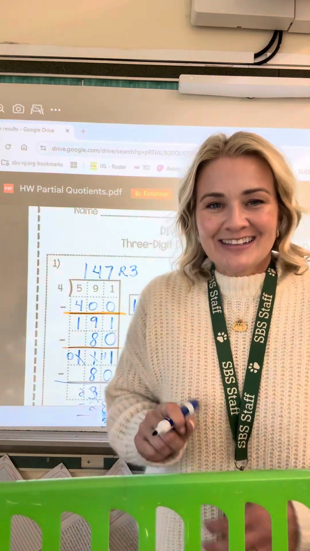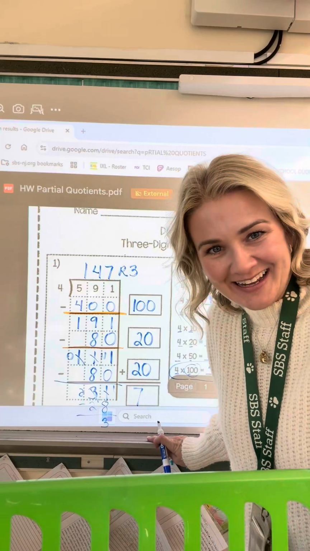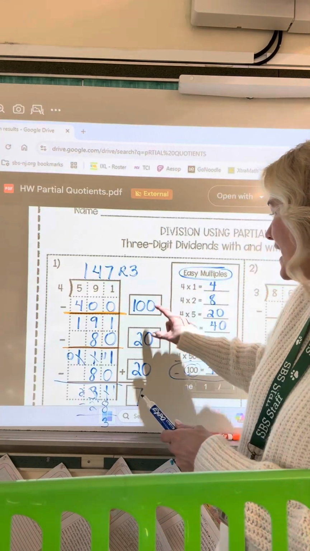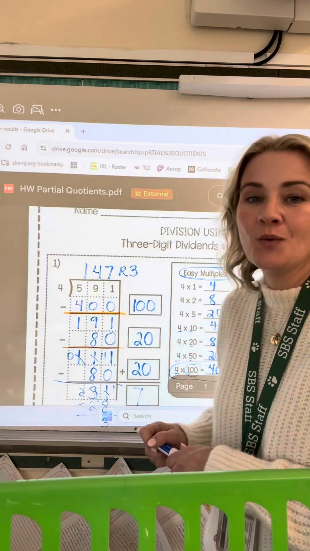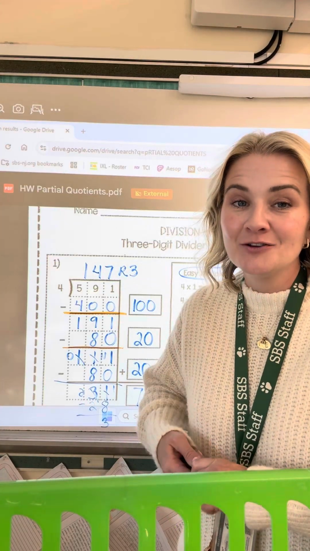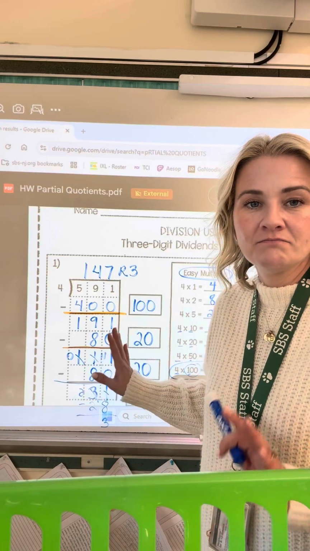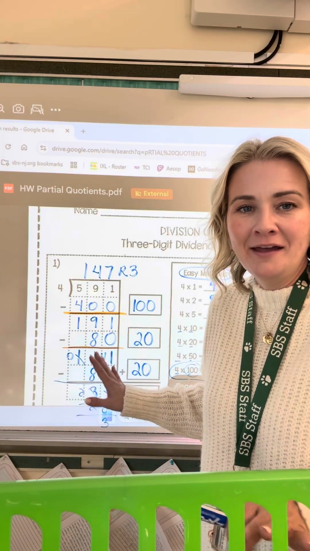I know. So if this is confusing, try your very best, work through it. If you can think of larger numbers than the ones on the easy multiple side, you may do that. If this is just too much, stop. I wish you all the best of luck, and we will continue division again tomorrow.